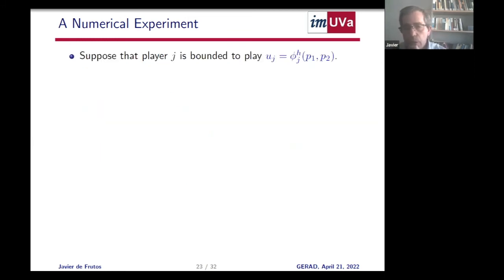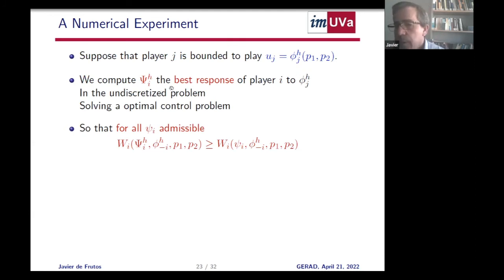So, in order to do that, suppose that player J is bound to play his part of the discrete time Nash equilibrium. Then what we are going to do is compute the best response of player I to this discrete time strategy, solving in the continuous problem, the problem before we discretize. So we solve an optimal control problem because we now know these discrete time strategies. And when solving this control problem, we compute this best response to the phi sub j h.